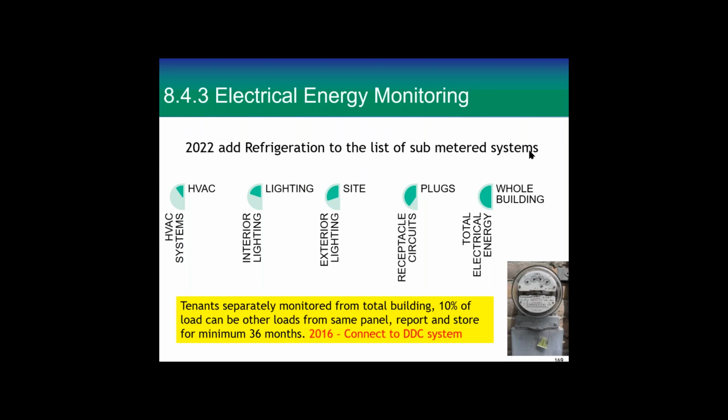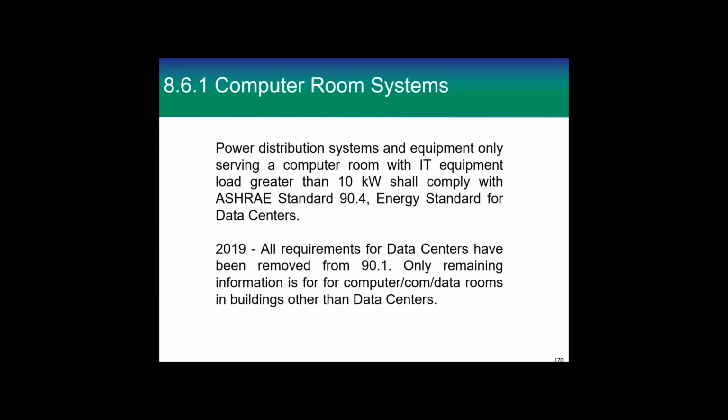Now, by refrigeration, we mean refrigeration in restaurants and laboratories and retail, like retail supermarkets, places like that. So big refrigeration. We've excluded an individual refrigerator in your office or something. You don't have to do that. But what we're trying to do is track those loads by sub-metering those. So that's the only change to that section.